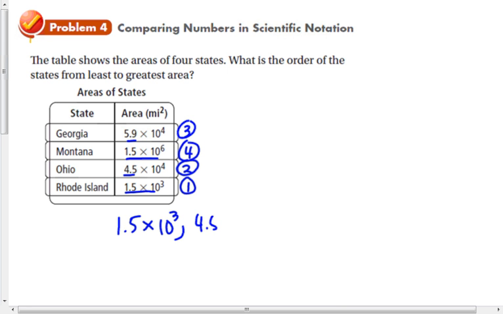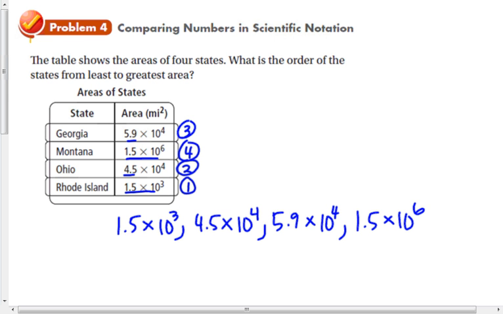All right, so to write them in order, I have 1.5 times 10 to the third, 4.5 times 10 to the fourth, 5.9 times 10 to the fourth, and 1.5 times 10 to the sixth. All right, you try that out.